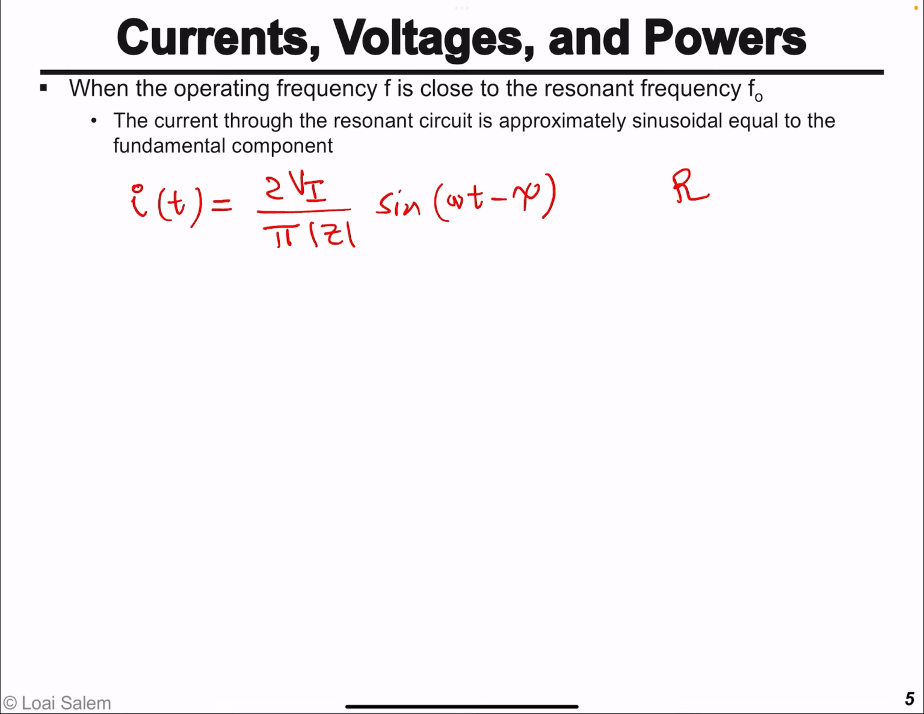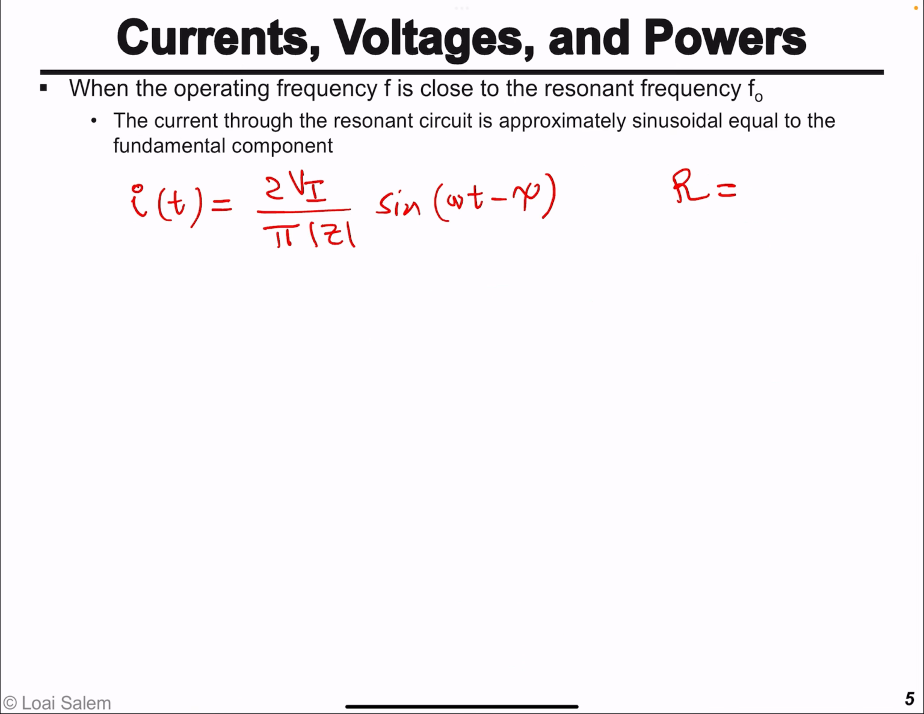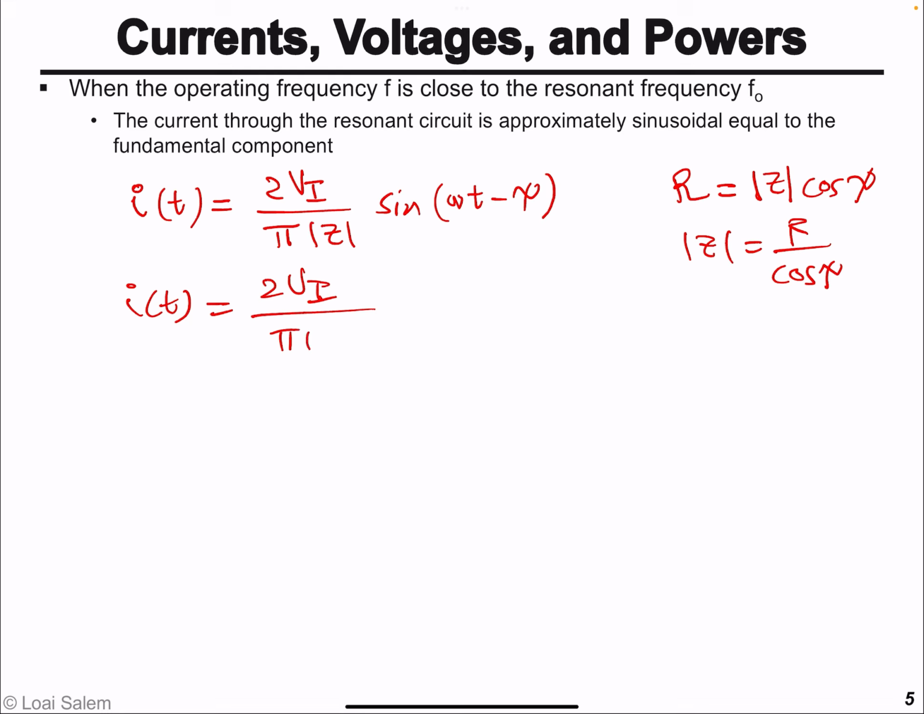We know that the real part of the equivalent input impedance of the series resonant circuit is given by the magnitude Z cosine psi. And so we can replace the magnitude Z as R divided by cosine psi. And so the current in the series resonant circuit is given by 2Vi over pi R times cosine psi. And then we have the sine function.